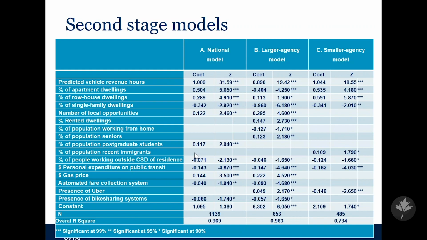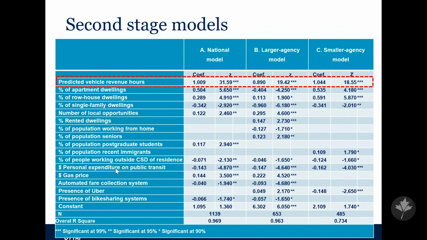The second stage model, which is the final model, of course, there were so many iterations and so many attempts, but this is the final model that you see in front of you here. Again, to remind you, this is a model of ridership at the agency level as a function of a number of factors. The first one is the predicted revenue hours, and then a host of other factors from the built environment, socio-economic factors, internal factors, and external factors. I'm going to discuss some of those results here.